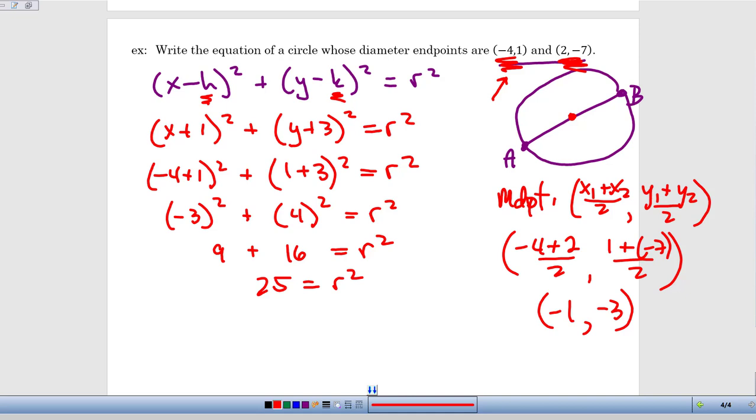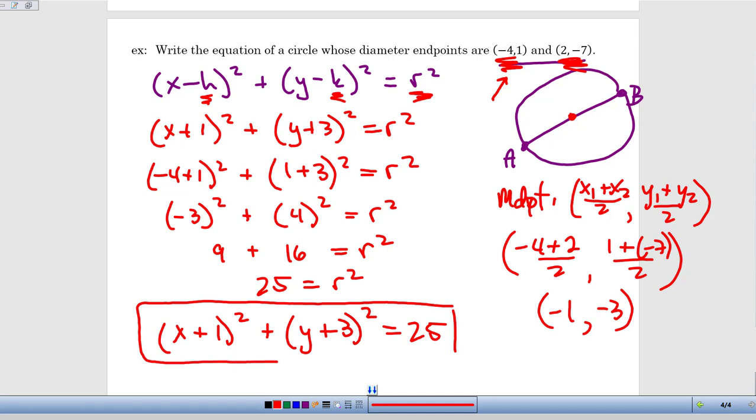That means that the radius is 5. But again, really what we need is r squared to finish out our equation. So our final result is x plus 1 squared, that's the x coordinate of the center that we found, plus y plus 3 squared, the y coordinate of the center that we found, equals 25.